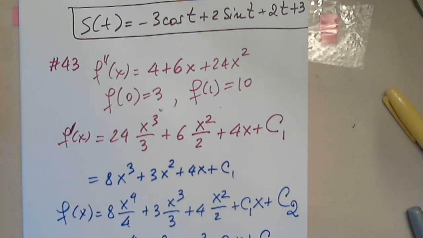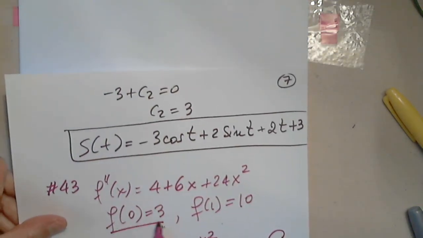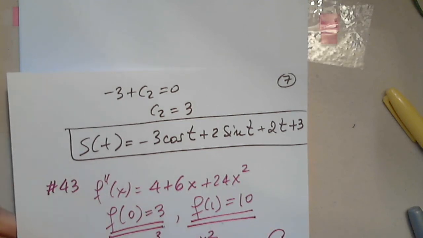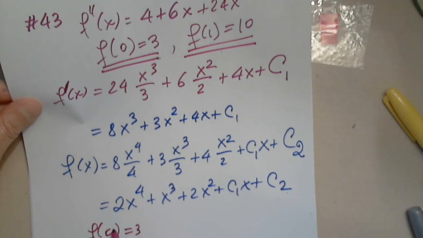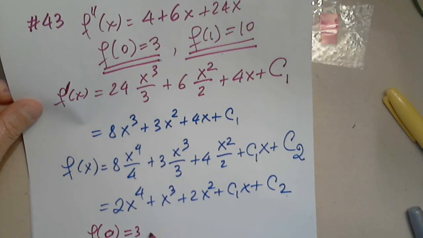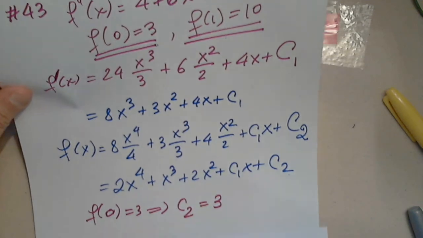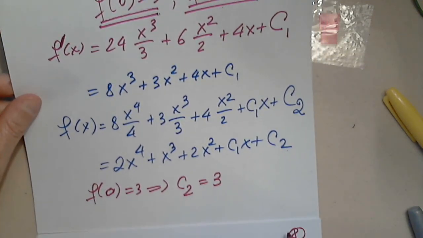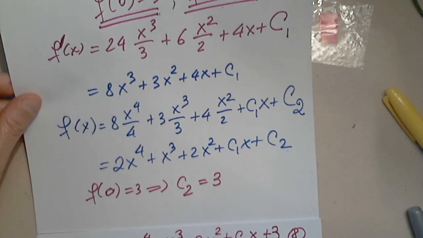I see I have two variables, but I am given two conditions. I'm given f of 0 is 3 and f of 1 is 10. So f of 0 is 3 means 0, 0, 0, 0, c is 3. c2 is 3. I will rewrite the function. So f of x then is 2x to the fourth plus x cubed plus 2x squared plus c1x plus 3.